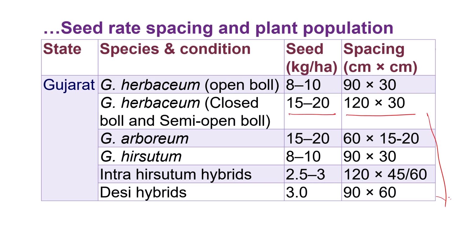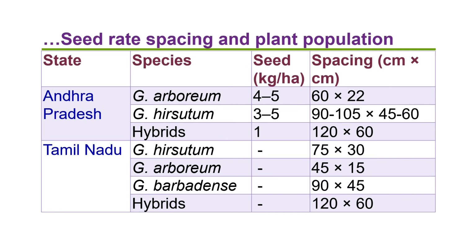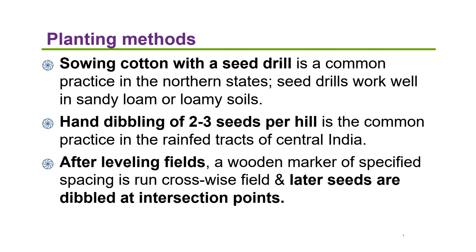So, you can see different row spacings and seed rates under different situations. For Maharashtra, you can see under different soil conditions also. For example, irrigated hybrid condition, heavy soil 150 into 90 centimeter, but for medium soil you need to reduce the spacing, say 120 into 60 centimeter and so on. Similarly, for Tamil Nadu, you can see hirsutum 75 into 30, arboreum 45 into 15 and so forth. And in Karnataka, mostly you can see 60 by 30, 90 by 20. So, for different conditions, you have different row spacings for different regions.